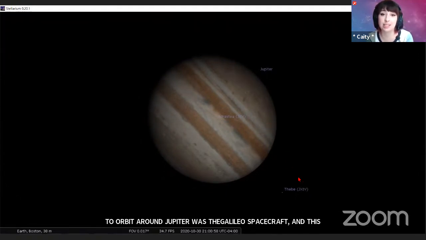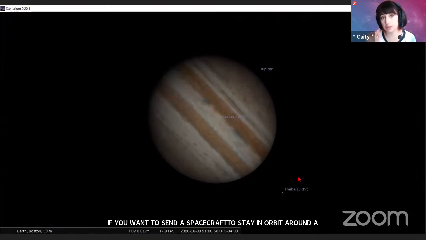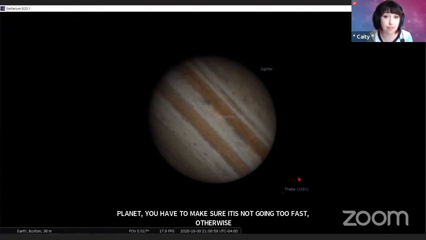And if you want to send a spacecraft to stay in orbit around a planet, you actually have to make sure that it's not going too fast. Otherwise, it'll just kind of buzz right by the planet. So Jupiter, for reference, is about 500 million miles away from the sun.